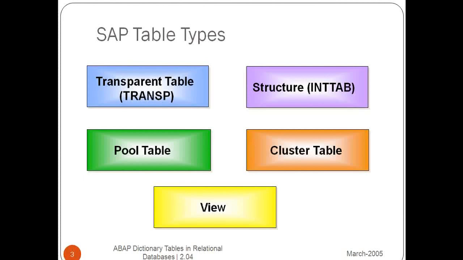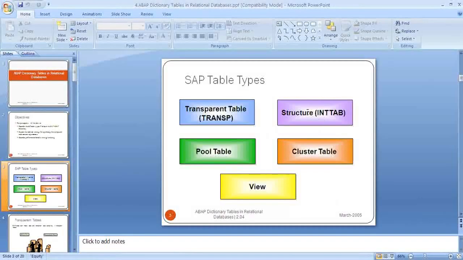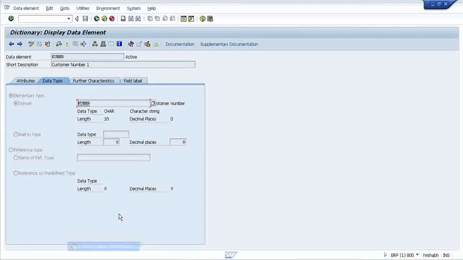Now, this is how many kinds of tables are possible in the ABAP dictionary. It could be a transparent table, structure, pool table, cluster table, and view. Pool tables and cluster tables are completely outdated. Now what exactly is a transparent table? Most of the tables are transparent tables only. What is a structure? A structure is nothing but a skeleton. So let me show it.